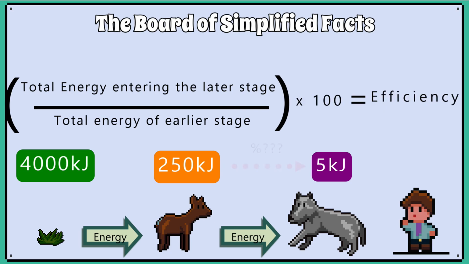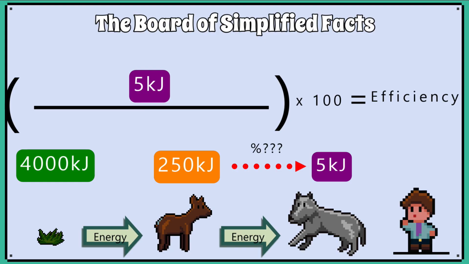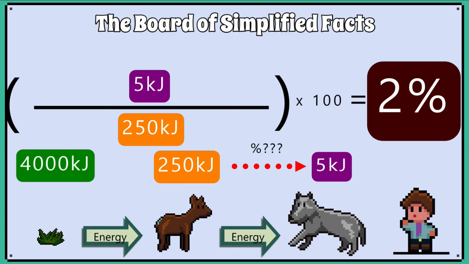Here is an example. If you have 250 kilojoules of energy entering a deer, and then 5 kilojoules is passed on to the wolf when it consumes the deer, we put the later stage number on the top, the numerator, and divide it by the earlier stage, the deer, which is 250 kilojoules, and then multiply that by 100% to get an answer of 2%.